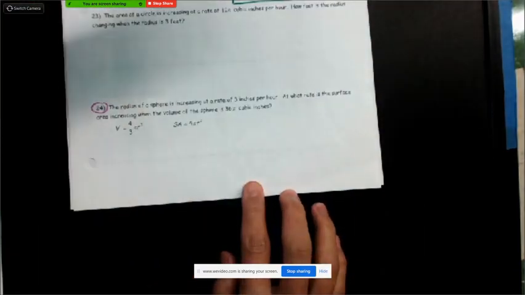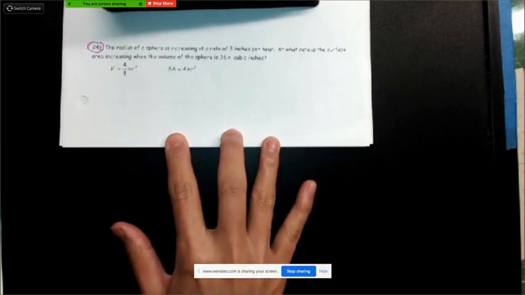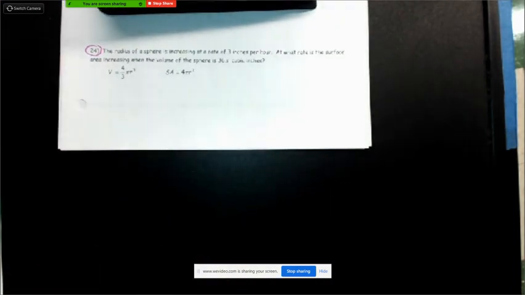And look how nice the formula's given to you, huh? Just keep them on the AP test. You should have that memorized. All right, number 24. Let's see. Stefan, read that out loud clearly, please.